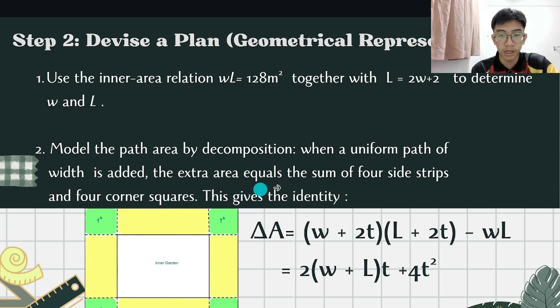The extra area equals the sum of the 4 side strips, which is the yellow one, plus the 4 corner squares. This means that the extra area equals the path area only. Then this is the equation, and we got this.